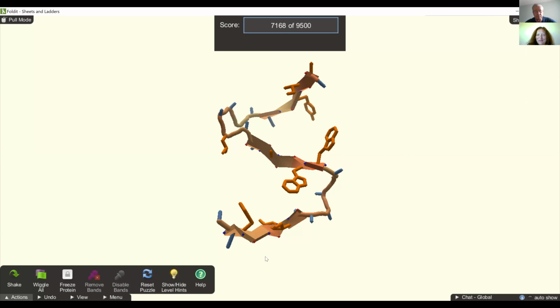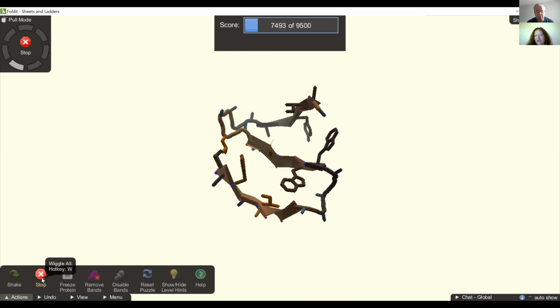But this is an example that is called sheets and letters. As you can see, there are beta sheets in here. Here is one, here is another one, and here is the third one. And so now the job here is to try to get all of those protein parts together. Foldit has several tools that are kind of automatic, and I wanted to show you one right away. So I'm going to say wiggle. What essentially it means is that the program is trying to find the best optimal structure for this protein.